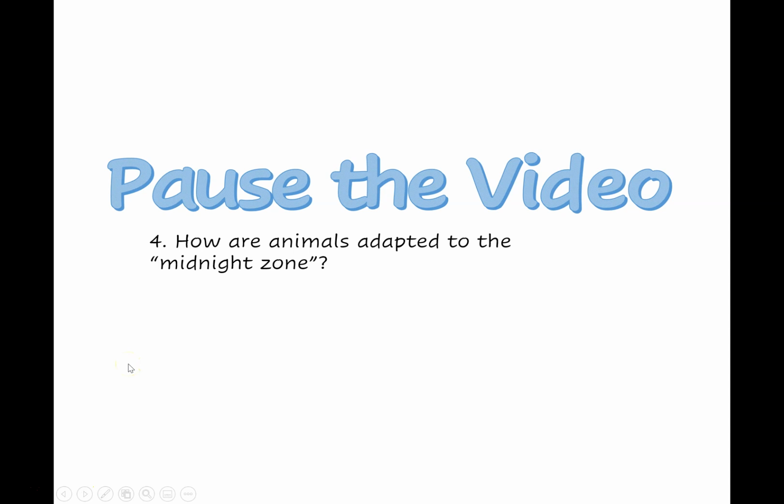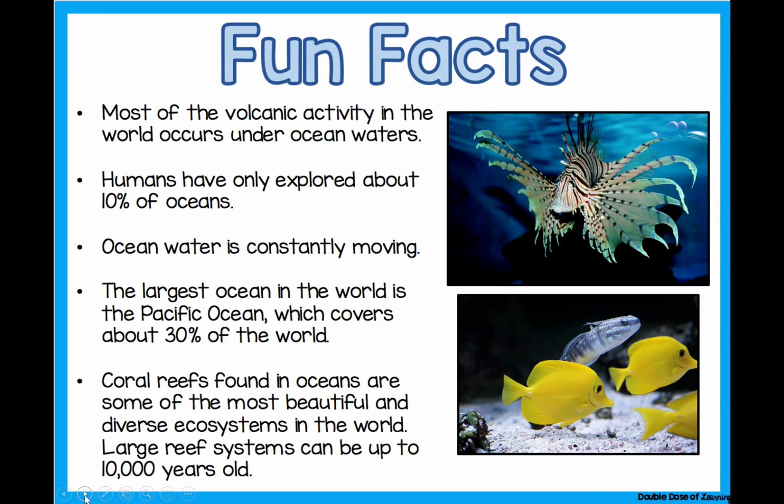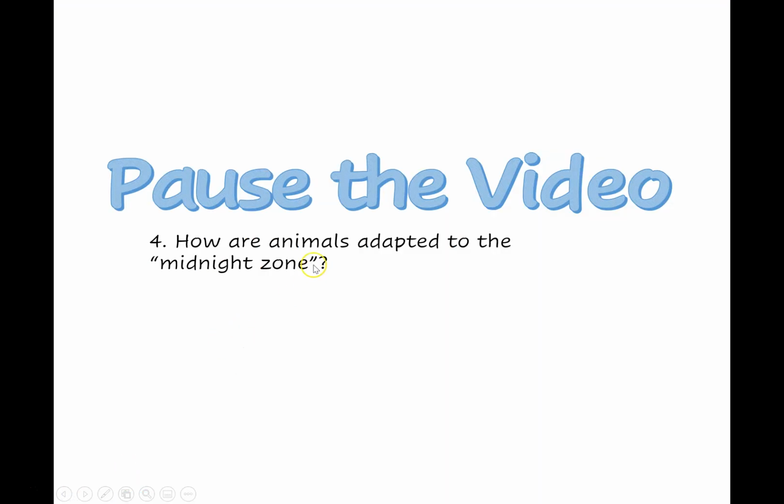Okay, so pause the video and let's answer the last one on your Google form for today, number 4. How are animals adapted to the midnight zone? What kind of adaptations do they have to survive that super dark and cold place? Okay, awesome. You could have told me either that they have bioluminescence, so they light up from the inside, or that they're scavengers, that they're able to eat dead corpses that are sinking to the bottom of the ocean, for example.